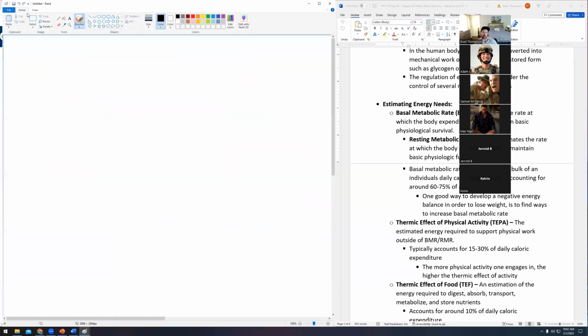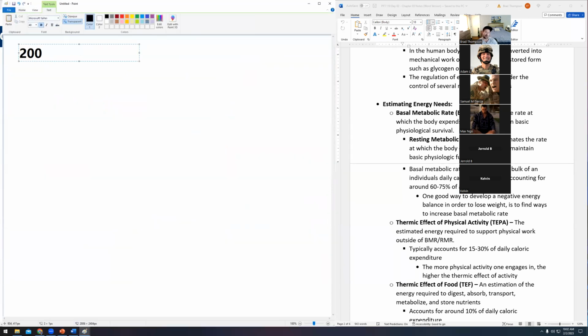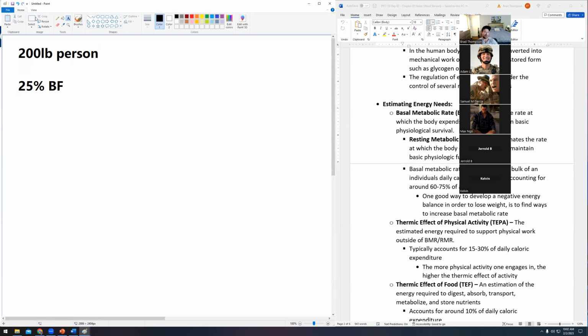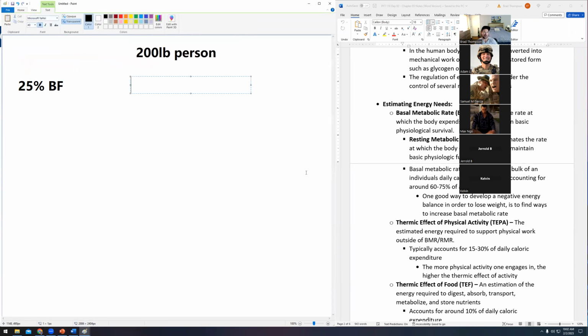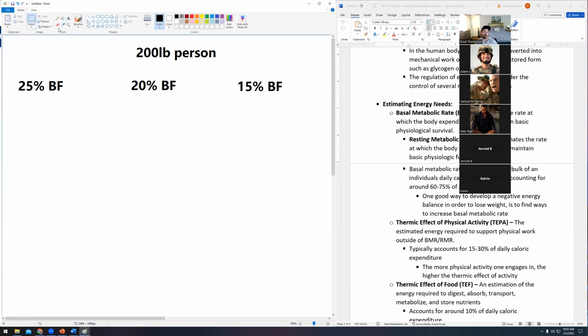Let's get a little bit more specific about this. Let's say we've got a 200-pound person, and they have 25% body fat. That's actually pretty easy to calculate out here. Actually, let's do this. 200 pounds, 25% body fat. Let's do 20% body fat, and we'll do 15% body fat. So same person, three very different scenarios.